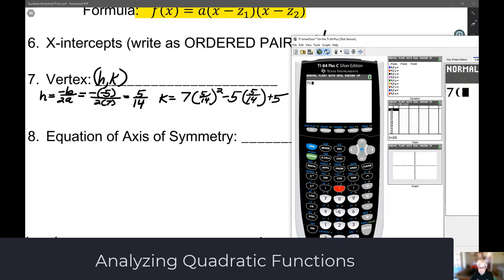7 parentheses 5 divided by 14 squared minus 5 parentheses 5 divided by 14 plus 5. Now I can hit enter and then go math frac, or I can just go directly to math frac. Math frac enter. 115 over 28. Ugly. 115 over 28.